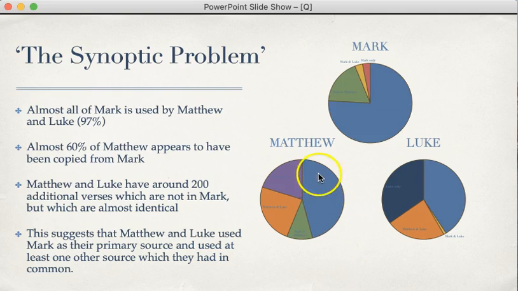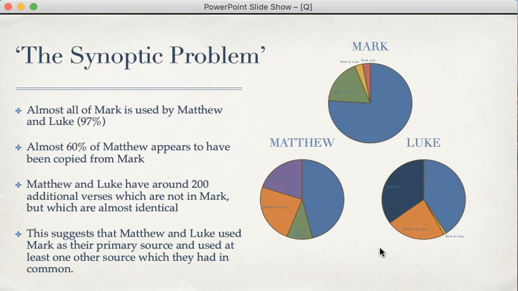In these pie charts, we look at the area in blue, for example. This is the area that Matthew, Mark and Luke have in common. The area in green is the area that Mark and Matthew have in common, so that around 60% of Matthew's Gospel comes directly from Mark. But there's also an area that Matthew and Luke have in common. The area that's in orange in these graphs consists of about 200 additional verses which are not in Mark and are almost identical and are found in Matthew and Luke.